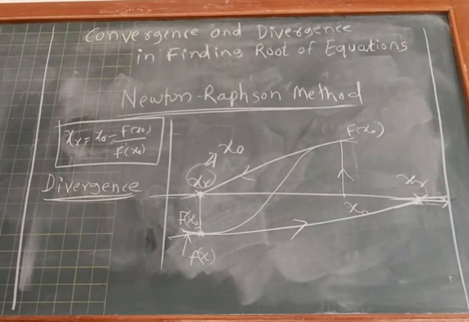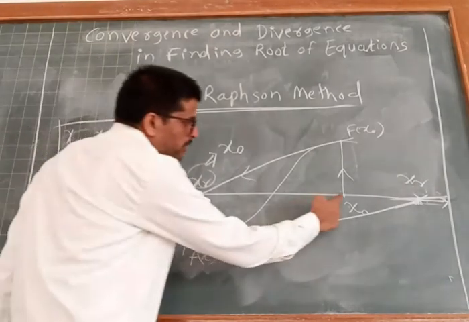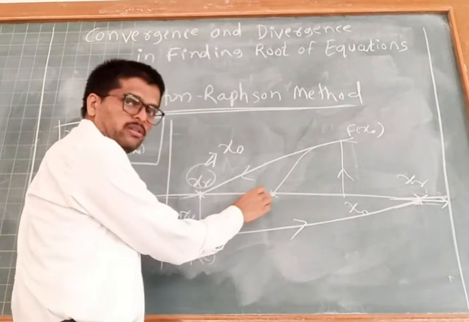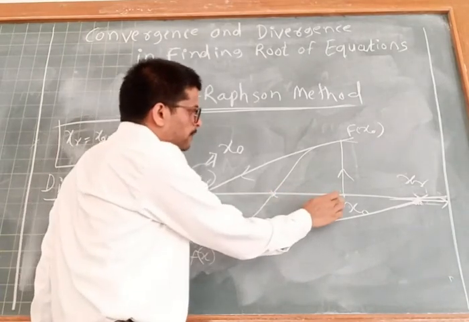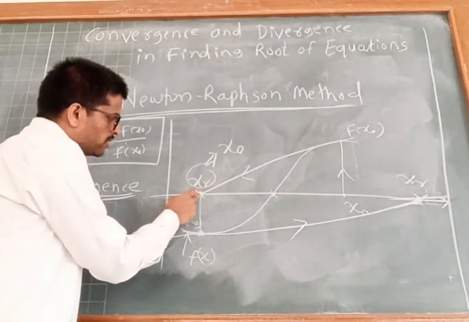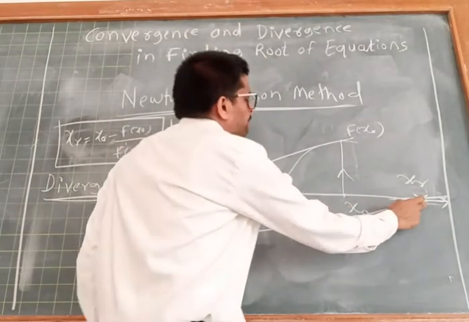Are you getting this? So see here, we have started with this initial case. This is actual root. This is actual root. We have started with this case. Then we have got new value. Then from this new value we have got next value here.